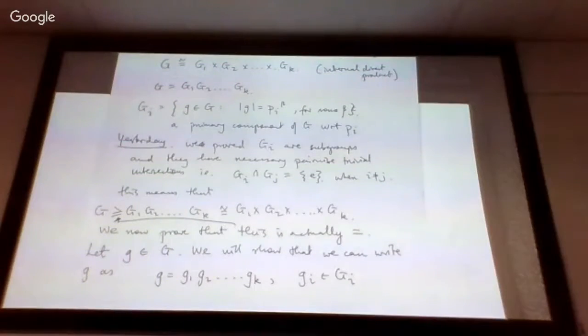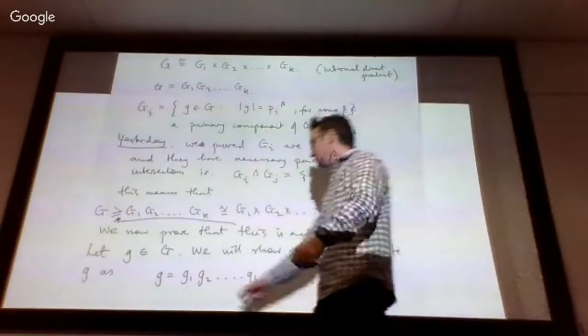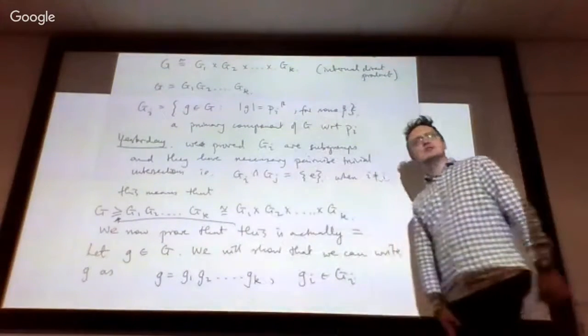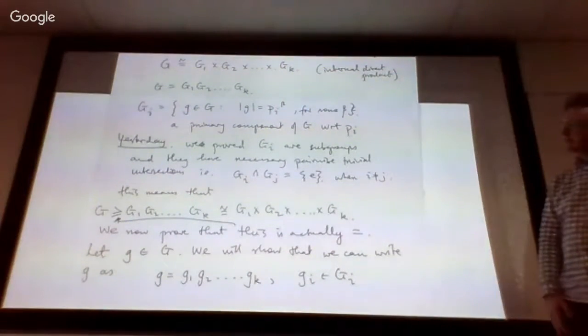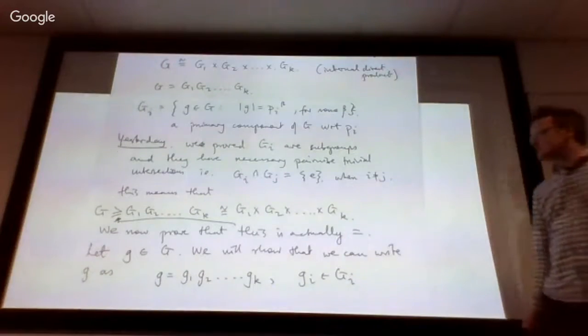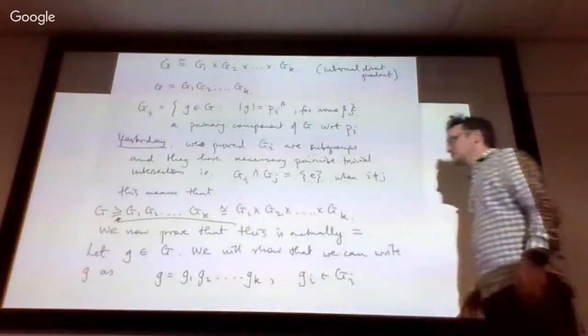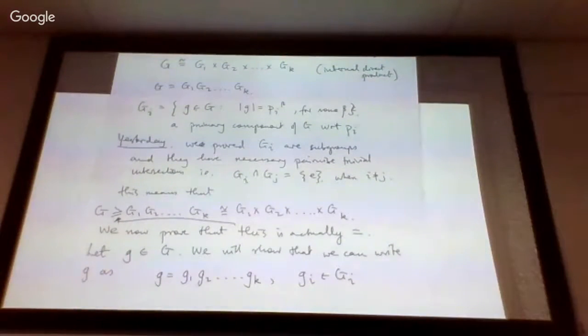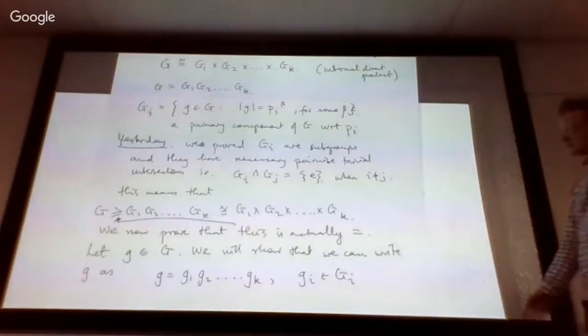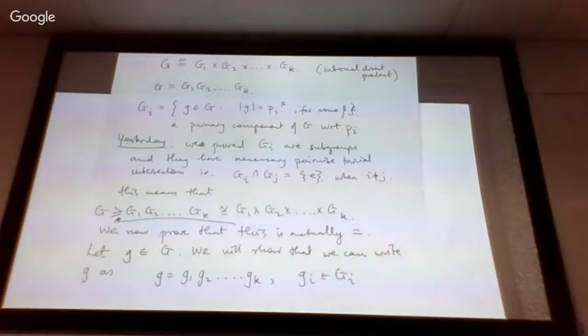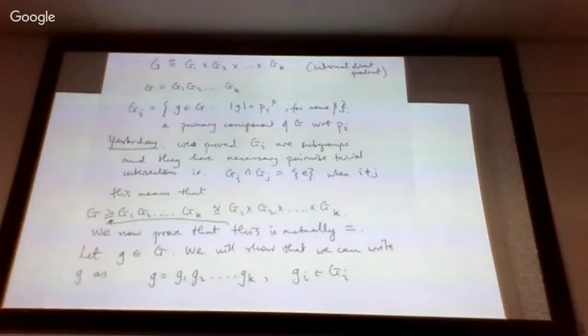Clear? So where are these elements going to come from? Where can we find these G1 up to little gk? This does seem quite tough at the moment, because all we've got is this element little g. So where are we going to find these gk? Well, they actually come from G itself.